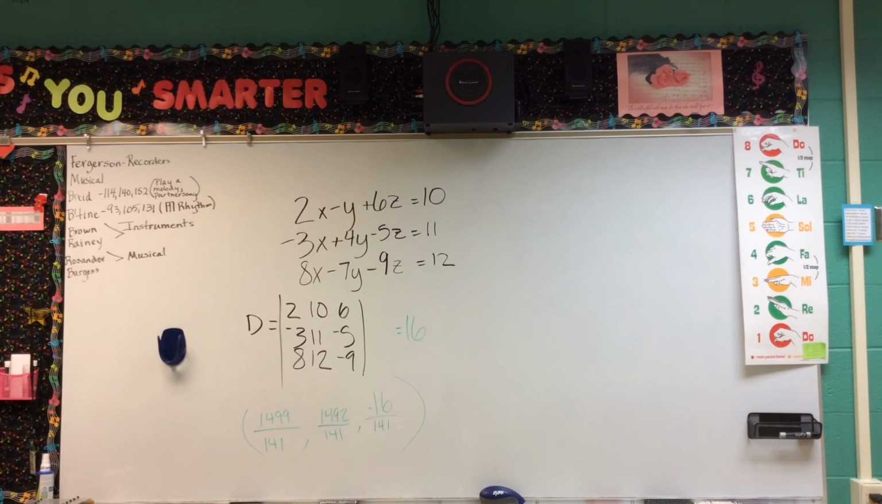So at the bottom, our final answer is 1,499 over 141, 1,492 over 141, and negative 16 over 141. Because the determinant was negative 141, all of the negatives canceled out. And that is how you use Cramer's rule for a 3x3 matrix.